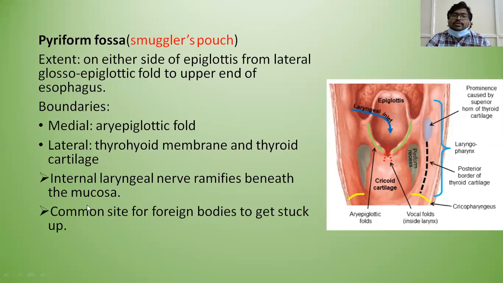The important point to be noted here is that the mucosa covering the pyriform fossa contains an important nerve known as the internal laryngeal nerve. It is a common site for giving a nerve block. And the pyriform fossa is also the commonest site for foreign bodies to get stuck whenever a person ingests a foreign body.